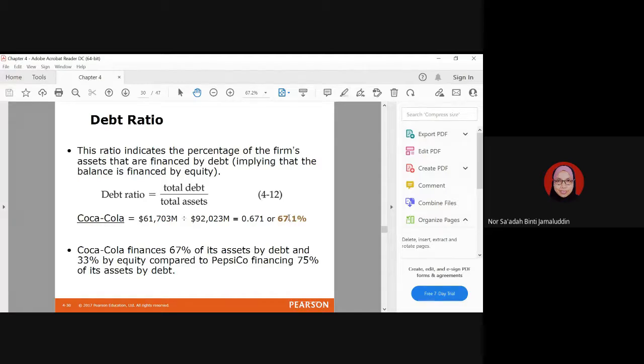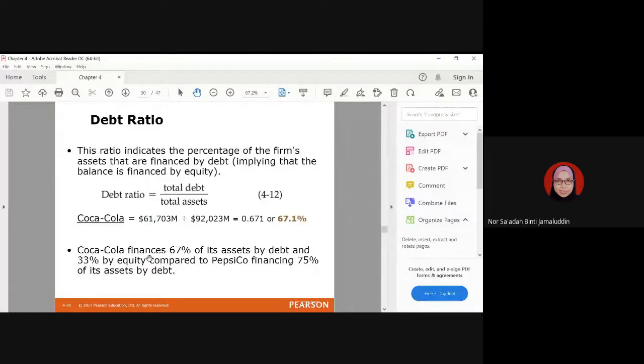And how to interpret or elaborate this answer. Coca-Cola finances 67% of its assets by debt and 33% by equity, compared to Pepsi, which finances 75% of its assets by debt. So this tells us that Coca-Cola has only 67% of its assets financed by debt.